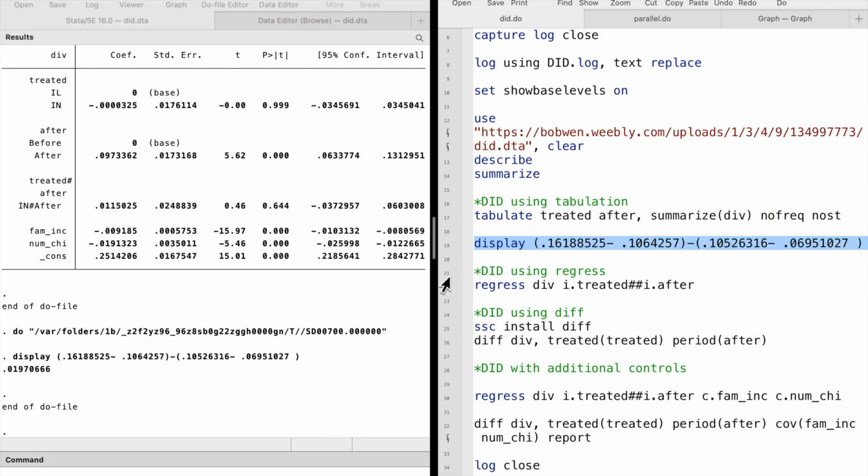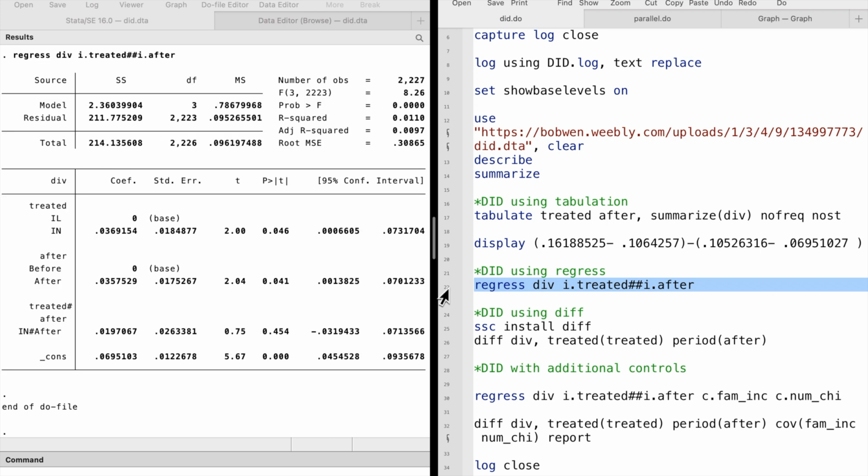We can also use the regression commands to perform the difference in differences regression. The i. prefix tells Stata they are dummy variables. The double hashes specify the interaction between treatment and time period. Let's execute the regression. And here's the output.